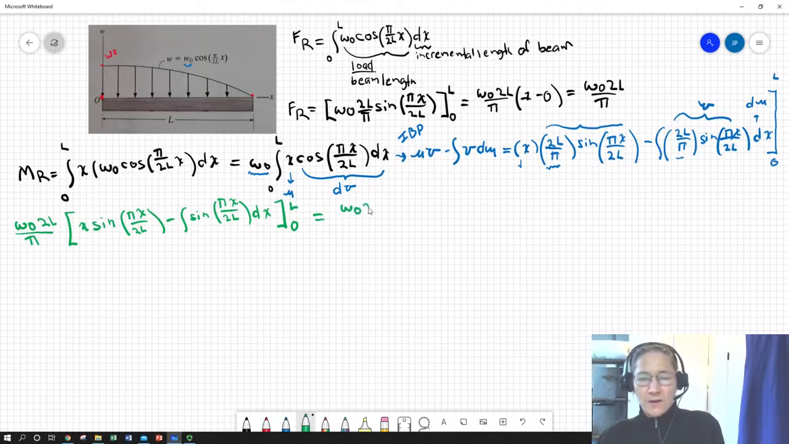Okay, so let's go ahead and evaluate our integral. So we still got the x sine of pi x over 2L minus, okay, so the integral of sine is going to be negative cosine. And we have to take account of our multiplier term.